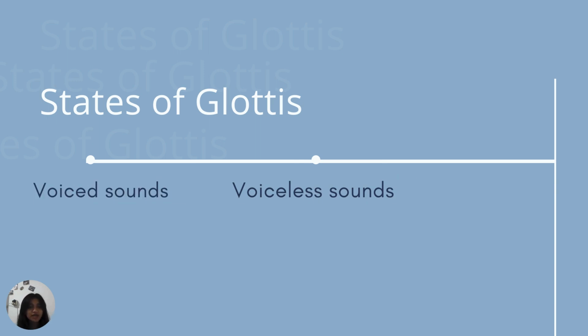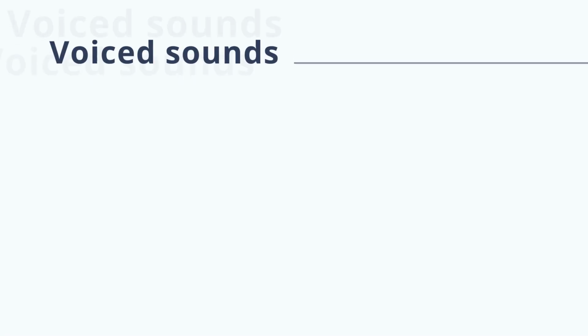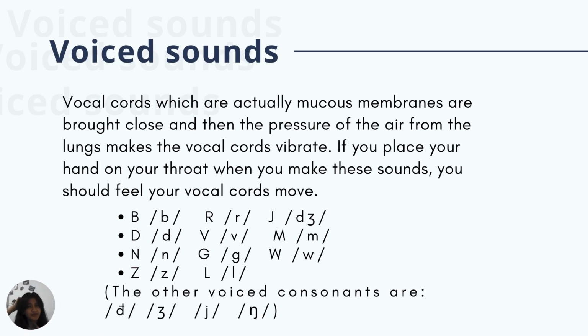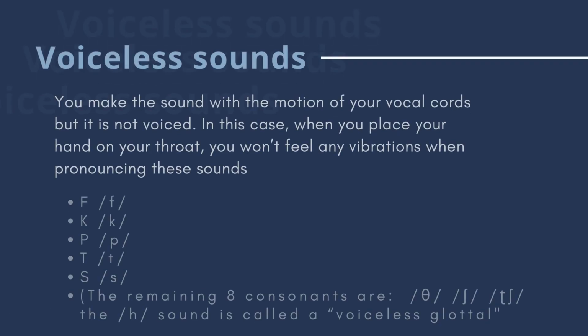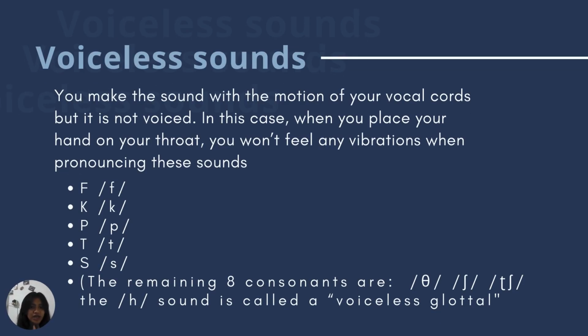For the states of glottis, there are two: voiced and voiceless consonants. Voiced is when you can feel a vibration in your glottis. You can put your hand on your throat, and you can feel it when you make a sound. It vibrates. And when you pronounce a voiceless sound, there are no vibrations. So that's all, I think.